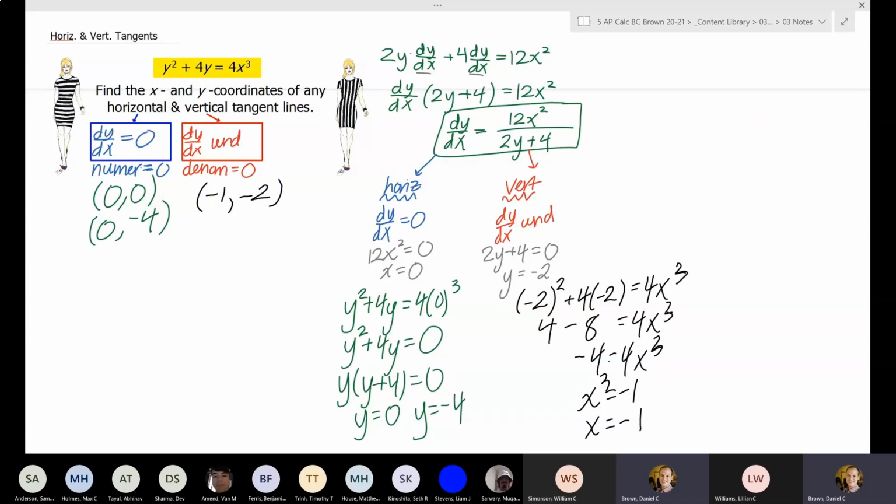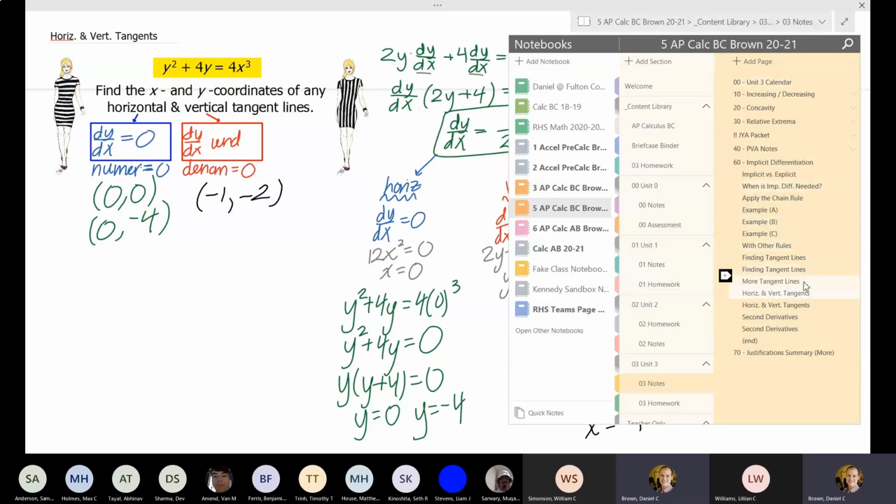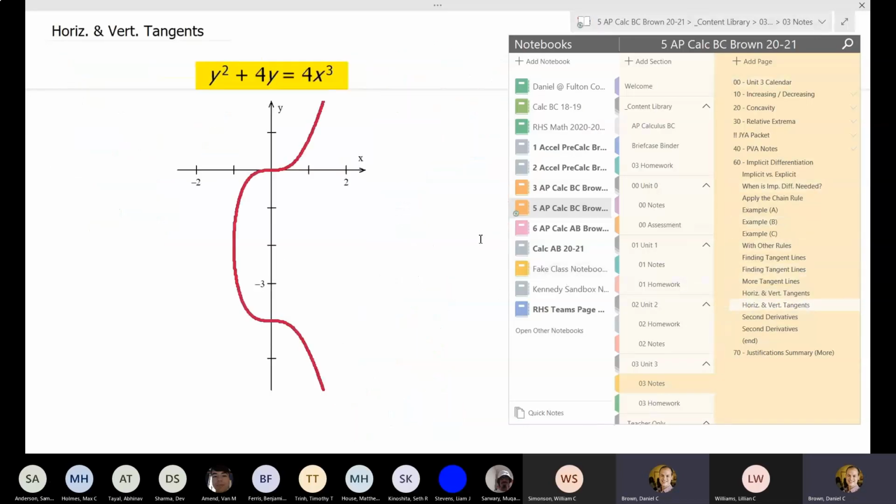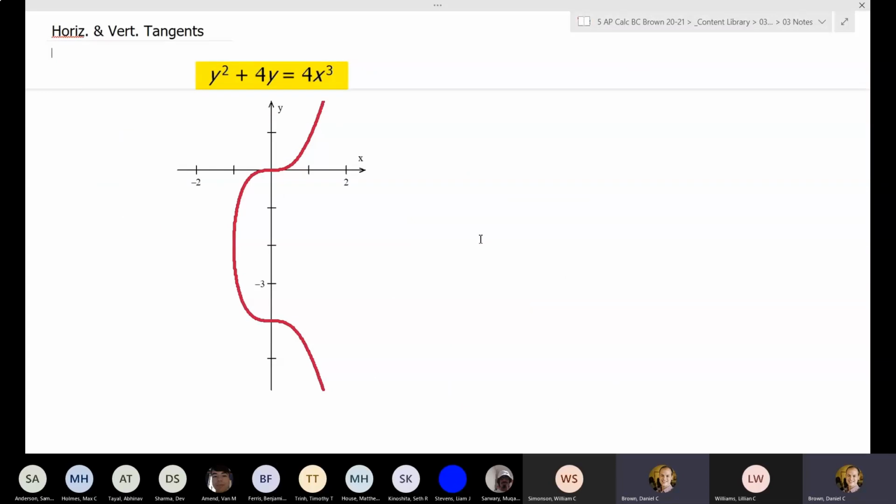Does the y coordinate really matter for the vertical tangent line? I know we used it to find it, but do we really need it? So the question was asked, is that y needed? And I think it's needed because when you look at the graph, it gives you an idea of what the graph looks like. I've already used the calculator to see it, but we can see clearly that we do have horizontal tangents at (0, 0) and (0, negative 4). And now we know visually that at (negative 1, negative 2) is when the graph ends up being vertical.